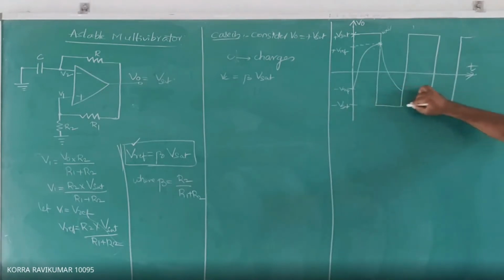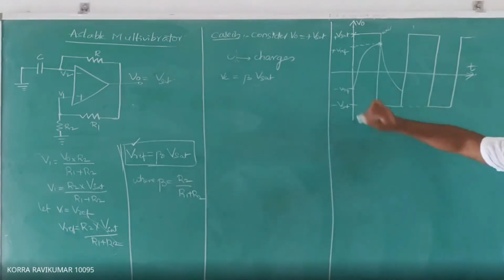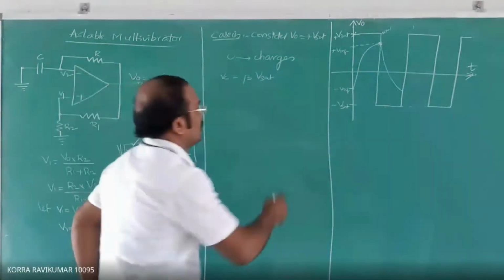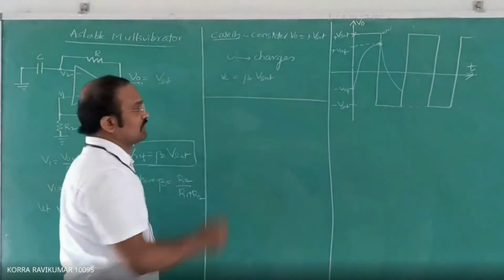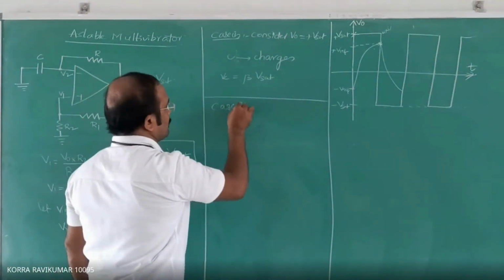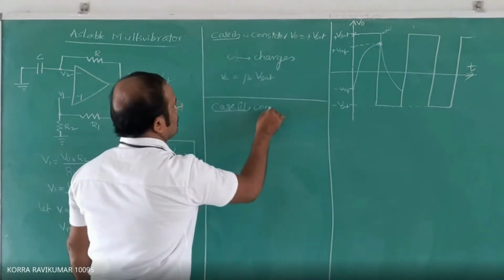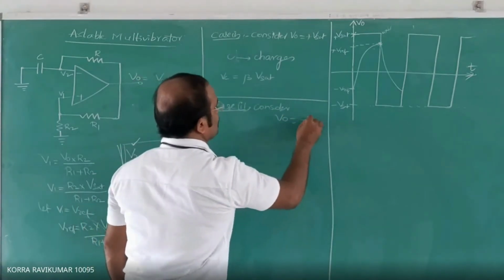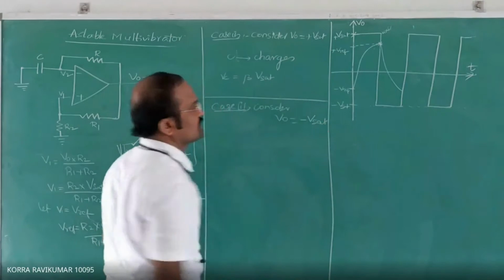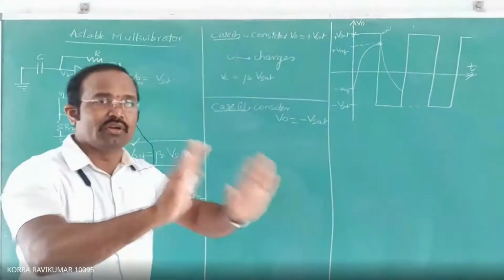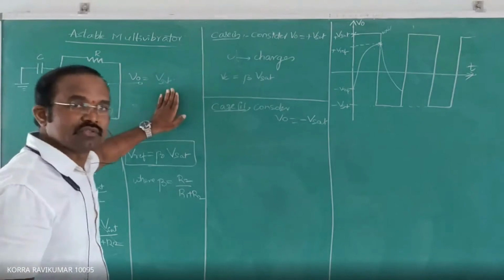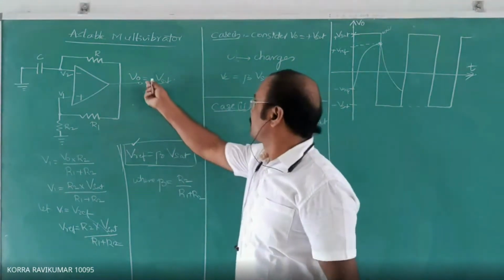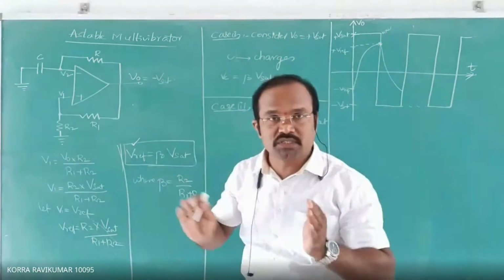This is the minus V saturation value. When it happens, in case 2, consider V naught equal to minus V saturation. If V naught is equal to minus V saturation, for example, instead of the output voltage being plus V saturation, suppose we got V naught equal to minus V saturation.